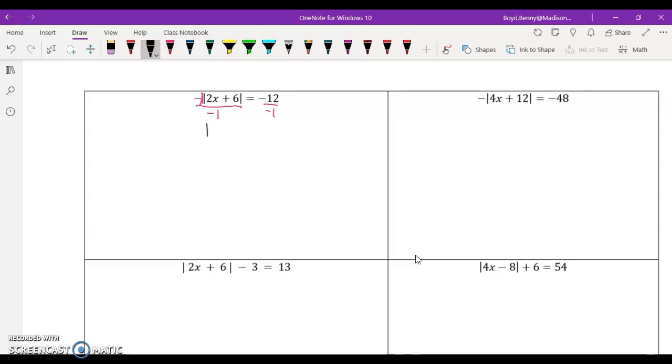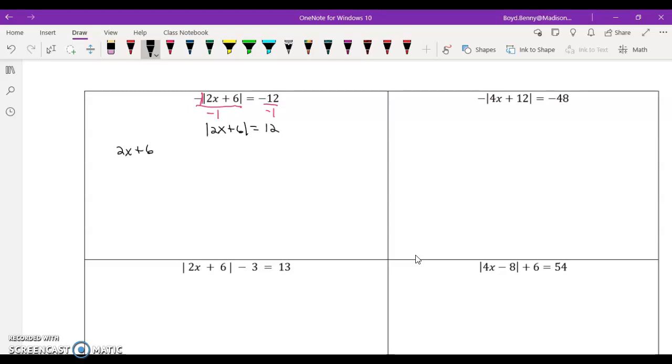And then that's going to give me the absolute value of 2x plus 6 equals +12. Now that's important because remember, absolute value can never have a negative answer. Let me say that again. Absolute value, when you have the absolute value bars here, this cannot equal a negative answer over here on the right. So now that I've got my absolute value isolated, I'll go ahead and write my two equations.